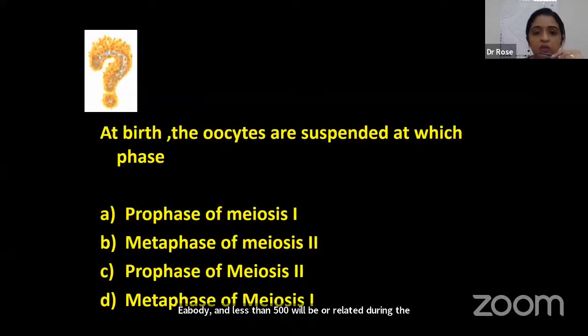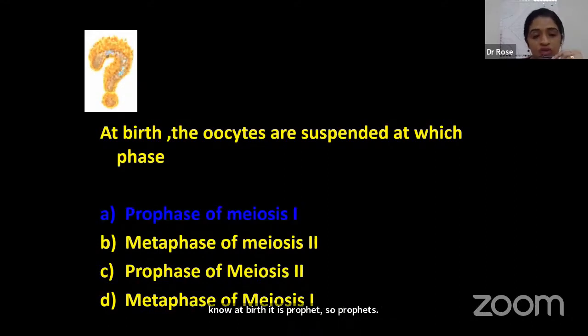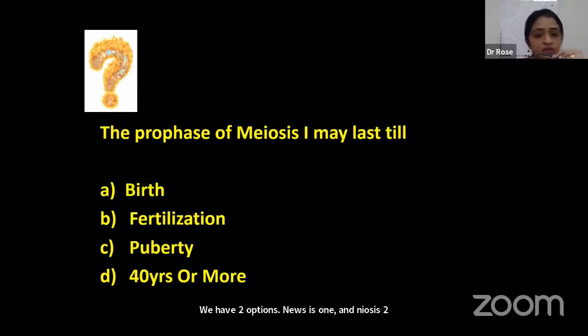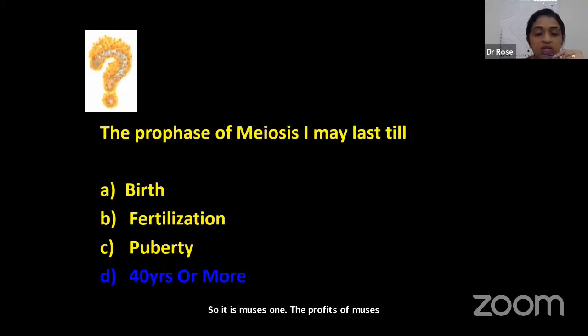So, at birth, the oocytes are suspended at which phase? We know at birth it is prophase. In prophase, we have two options, meiosis 1 and meiosis 2. So, it is meiosis 1. The prophase of meiosis 1 may last till, that is the next question. So, it is actually not till puberty, because at puberty all the oocytes won't mature. Only a few selected will mature with every ovarian cycle.